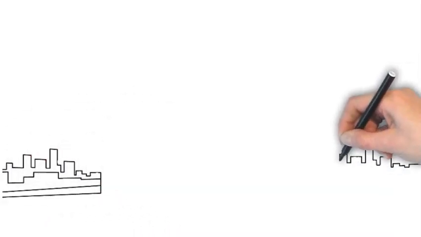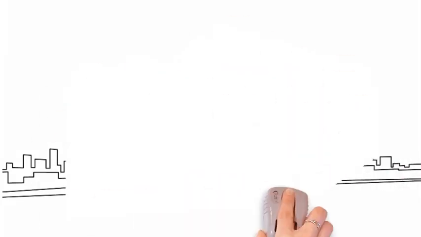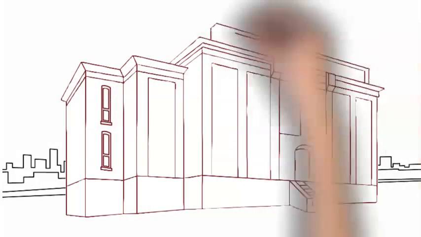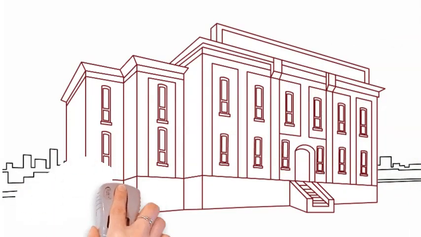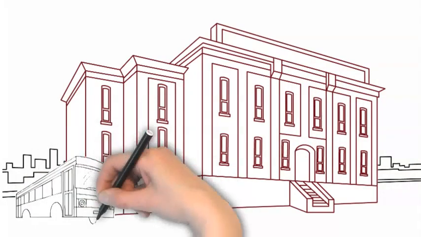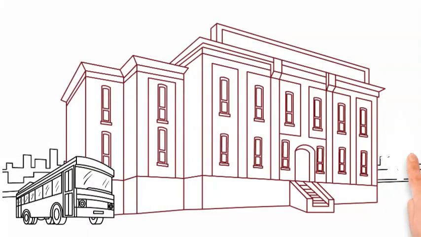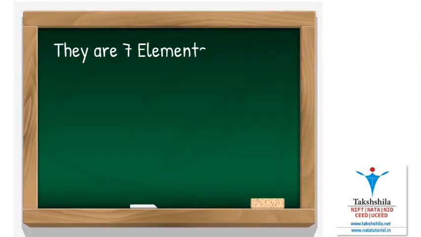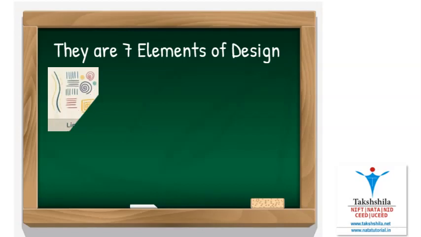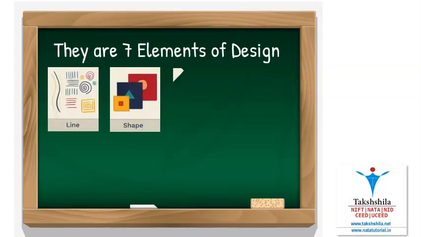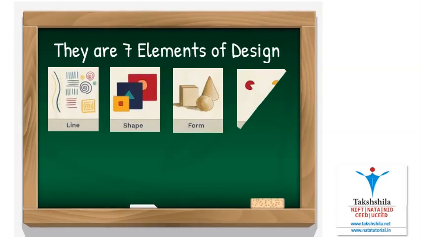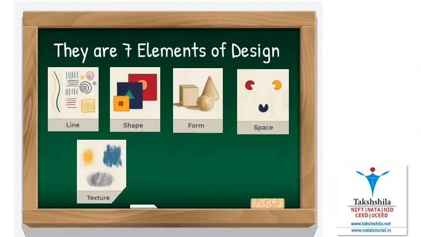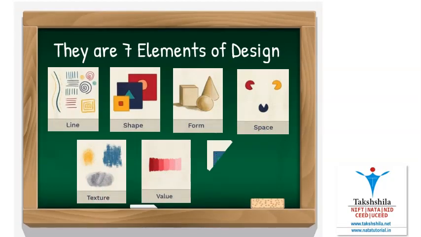Just like when we talk or write, we take help of words, sentences, expressions, etc. Similarly, when we create any visual art, we require some props or tools. These tools are known as elements of design. There are 7 elements of design. First one is line, then shapes, forms, space, texture, value, and color. Let's take each of them one by one.